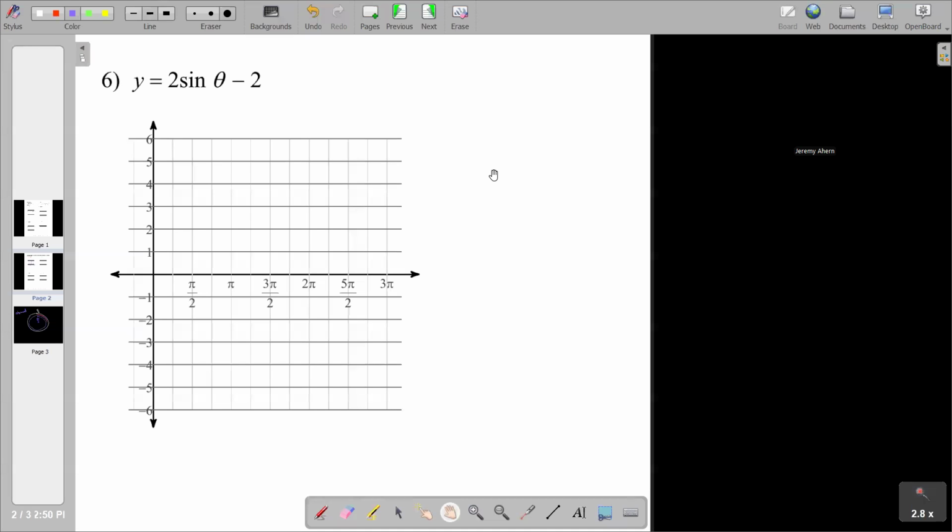So the first thing you're going to want to do is shift your midline. So the midline is the horizontal line that the graph snakes around.